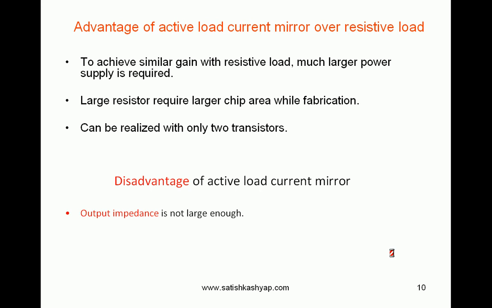Second one, a large resistor requires large chip area while fabrication. So if you want to get a large passive resistor, at that time it occupies a larger area while fabrication, whereas the active load current mirror can be realized with only two transistors.